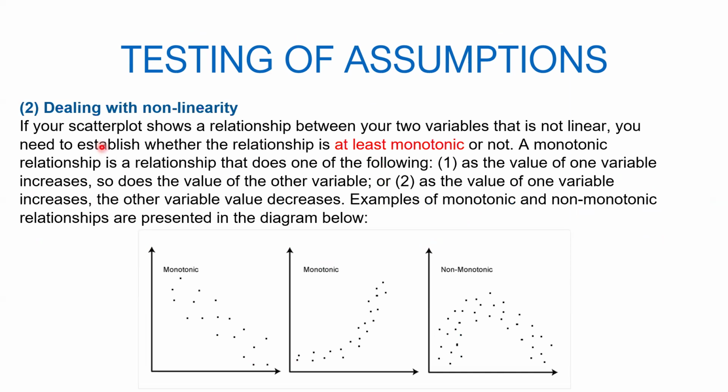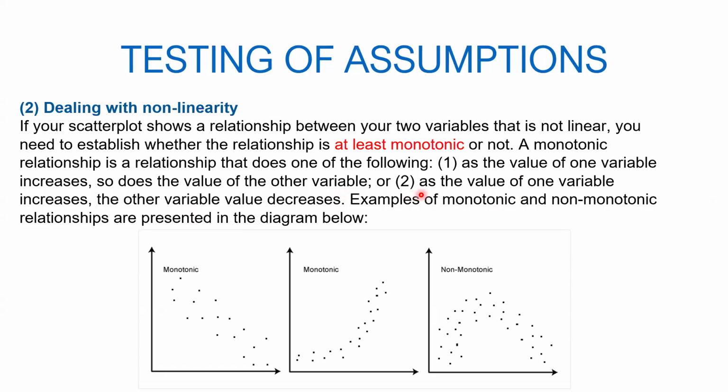If your scatter plot shows a relationship between your two variables that is not linear, you need to establish whether the relationship is at least monotonic. When you say monotonic, mono means one, so to say one trend. A monotonic relationship is a relationship that does one of the following: as the value of one variable increases, so does the value of the other variable. That is monotonic.